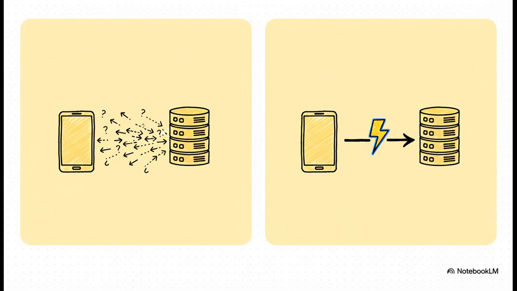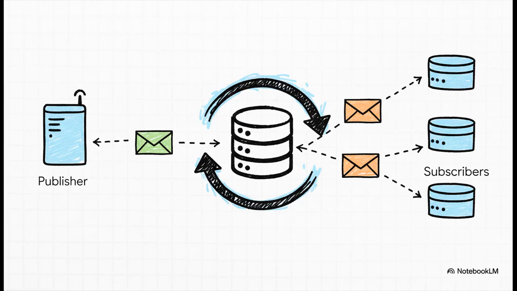With SSE, the app opens just one connection and keeps it open, and our server just pushes updates down that pipe the microsecond they happen. It's a total game changer for speed and efficiency. Okay, so SSE is fantastic for getting data from our servers to the user's phone.